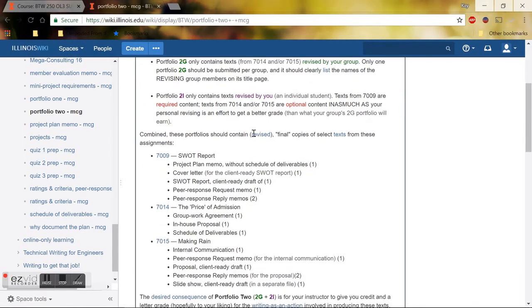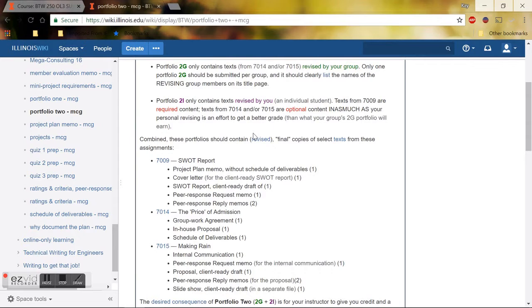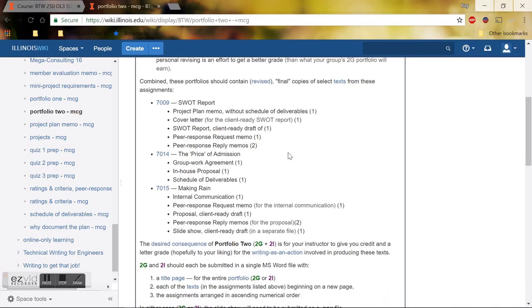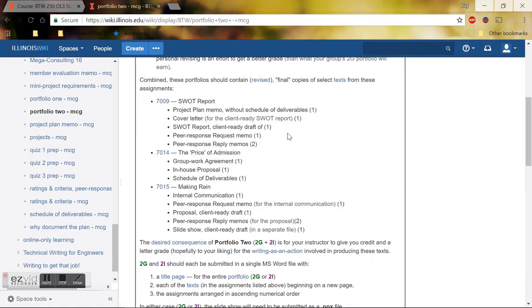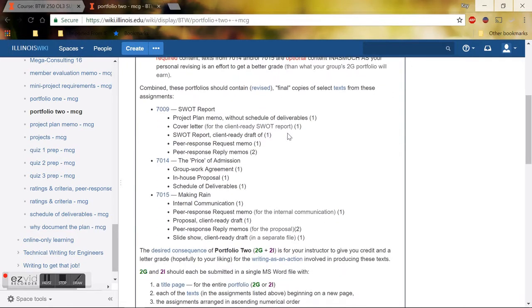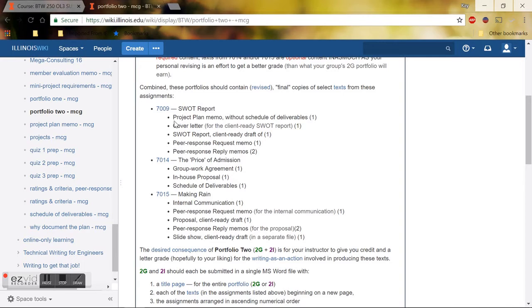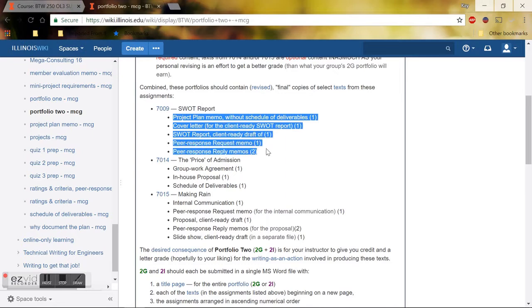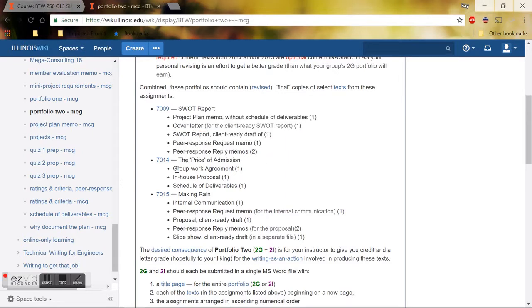And as you can see, what you're doing for Portfolio 2 is just like Portfolio 1, you are revising documents from your first submissions. So at this point, you should have received feedback on all of the documents that are required, so in-text comments on how to revise all of these documents from 7009, and then these documents from 7014, and then these documents from 7015.